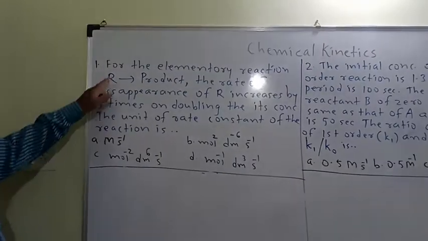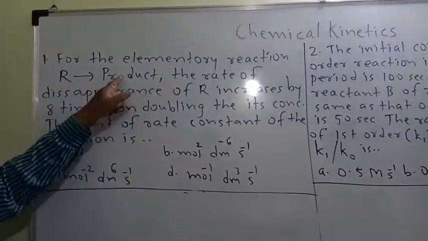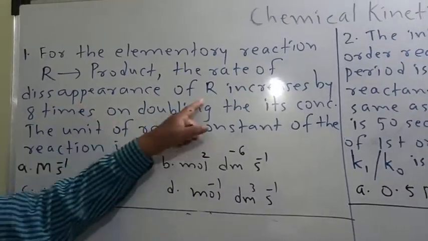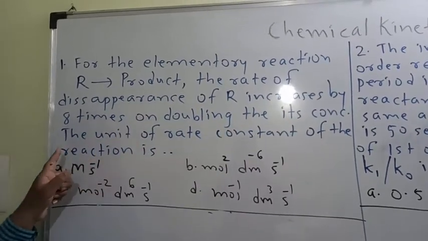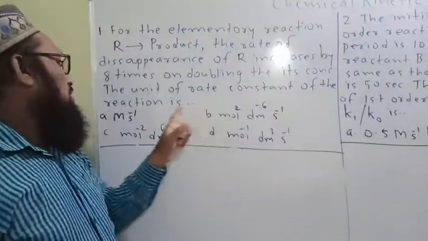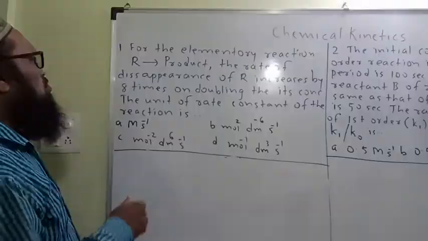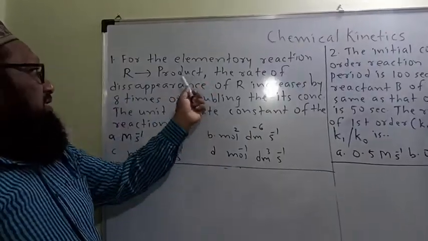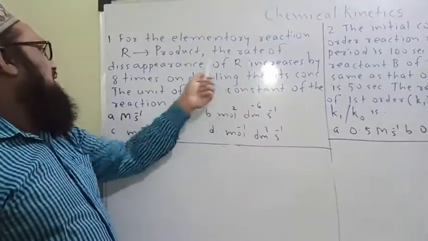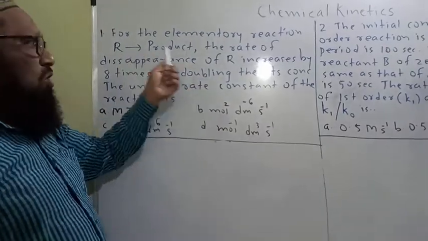Question 1. For the elementary reaction R gives product, the rate of disappearance of R increases by 8 times on doubling its concentration. The unit of rate constant of the reaction is. Dear student, for reactant R, its rate of disappearance is nothing but the rate of reaction, which increases by 8 times when its concentration is doubled.